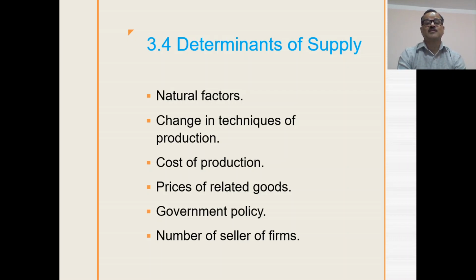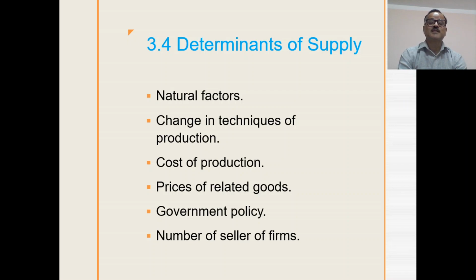Cost of production is another determinant, because if the cost of production is very expensive, very costly, then supply becomes less, because at the higher price, due to rising cost, consumers cannot afford the goods. That is why less supply will be made in the market.